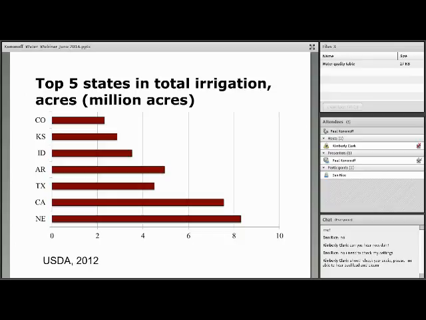Again, probably not a surprise to you that are from Nebraska, but this is a figure showing the top 5 states in total irrigation acres. Nebraska being 1, California coming in 2nd, Texas coming in 3rd.